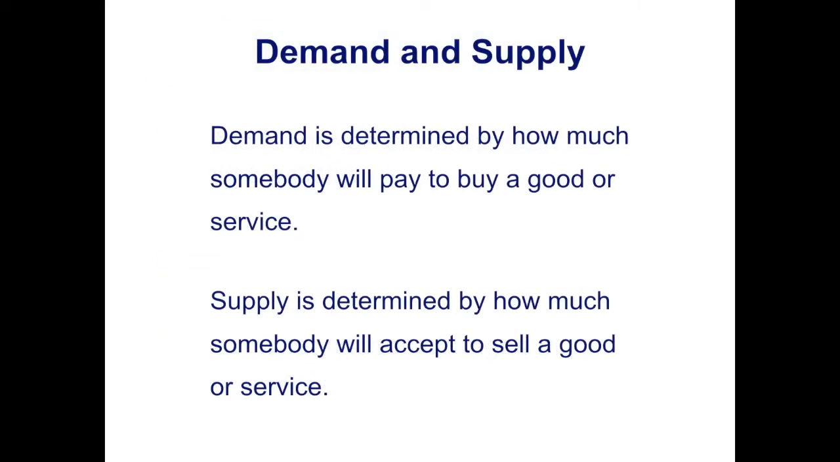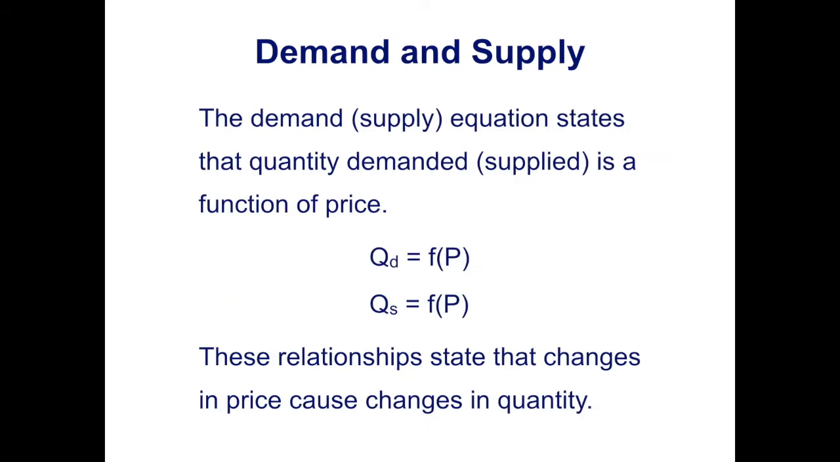Demand describes the value that we place on goods and services, whereas supply describes how much a producer is willing to accept for their goods and services. When we're looking at the equations for demand and supply, we see that we have a quantity which is a function of price. That is, quantity is the dependent variable and price is the independent variable.